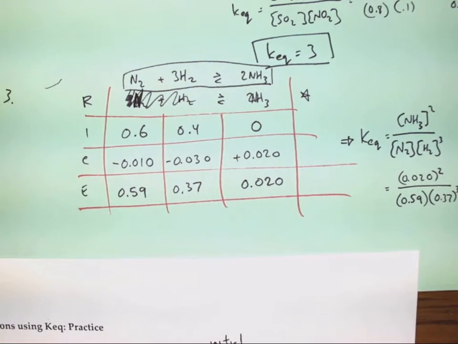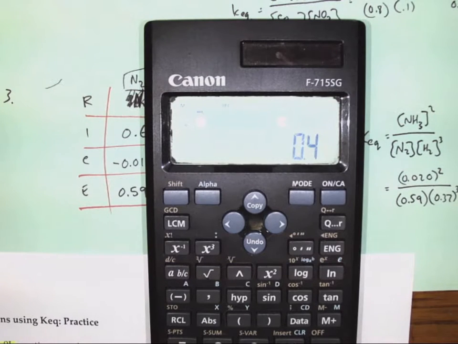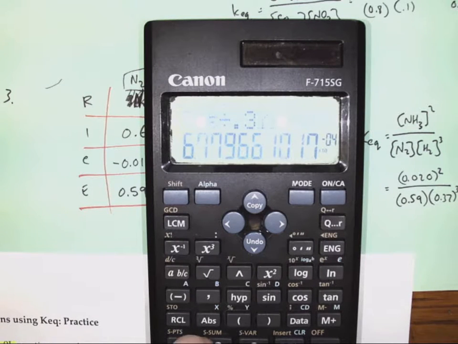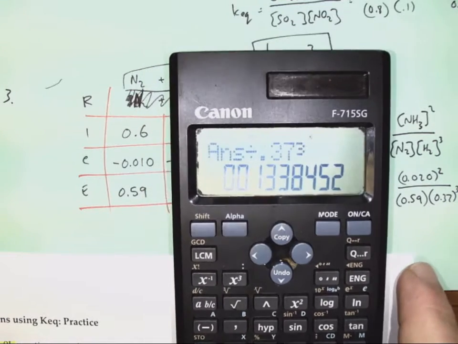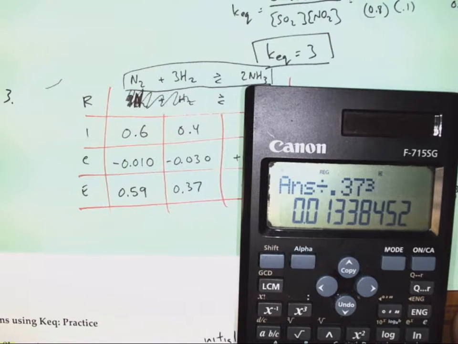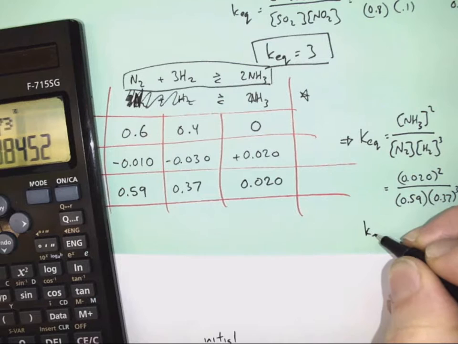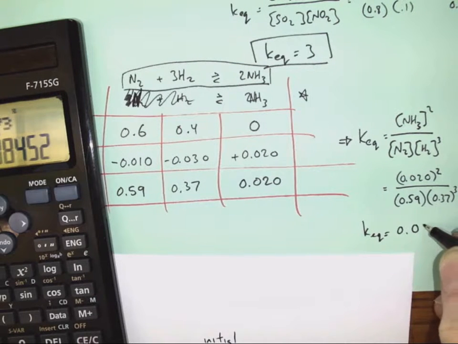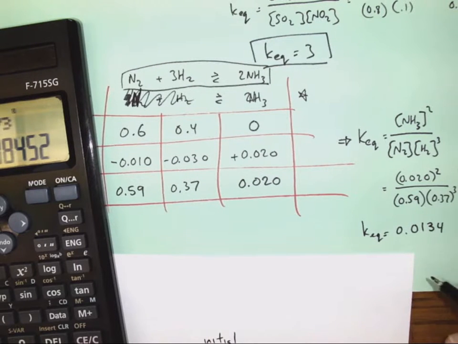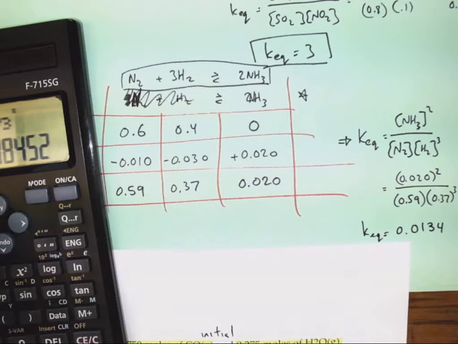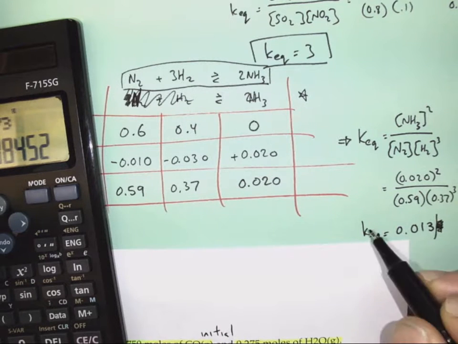And I don't think this is the sort of calculation I can do successfully in my head. I think I would not have success at that, so I'm going to pull up the calculator. Divided by 0.59 equals, divided by 0.37 cubed equals 0.0134. How many sig figs did I have? Well, it looks like I only had 2, so I'm just going to call it 0.013.